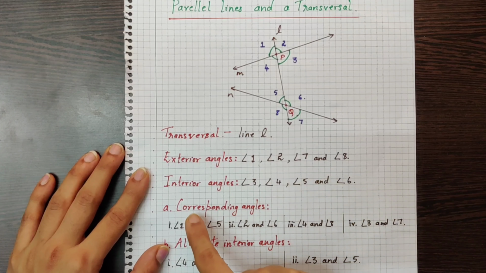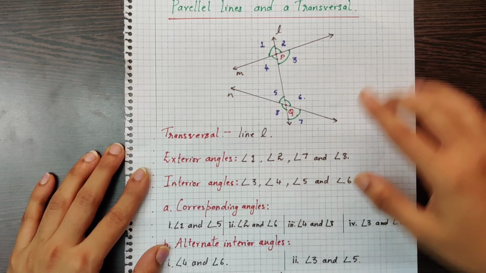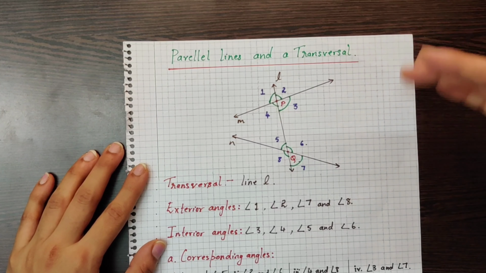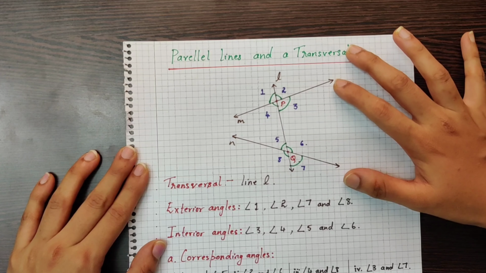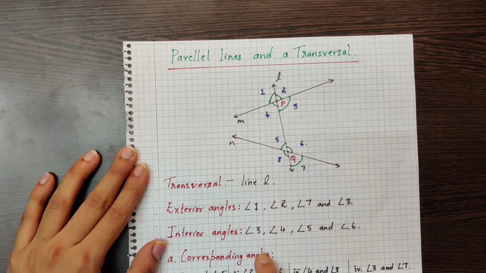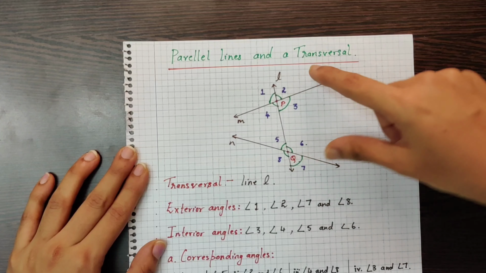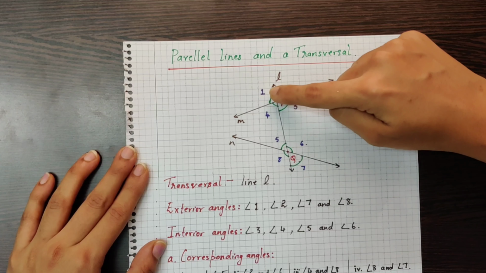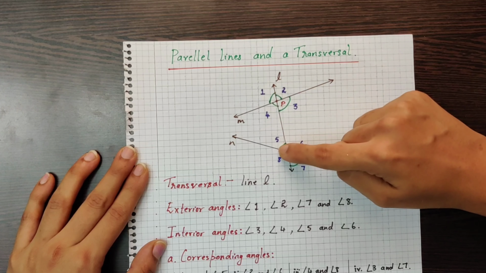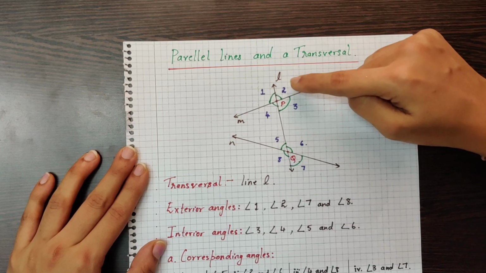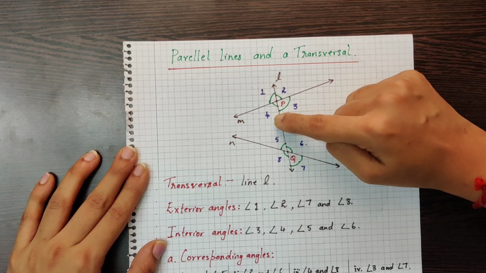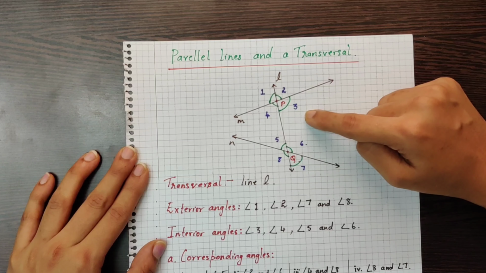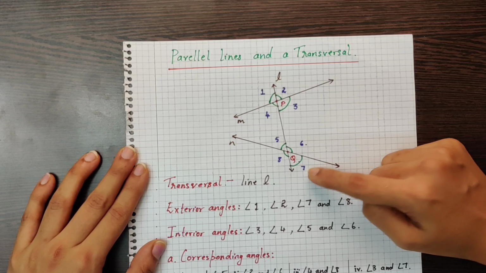Now, next is corresponding angles. So let's learn the different types of pairs of angles that we can find here. So first one is corresponding angles. We have angle 1 and angle 5 as the first pair of corresponding angles. Next is angle 2 and angle 6. Next is angle 4 and angle 8. Angle 3 and angle 7 is the fourth pair.